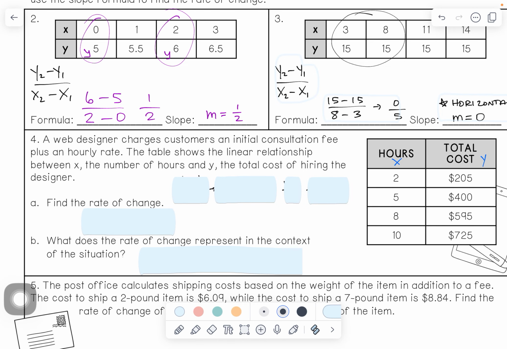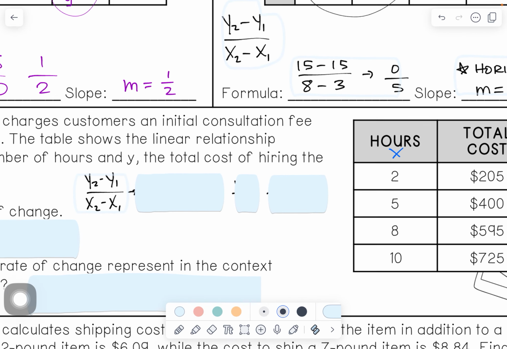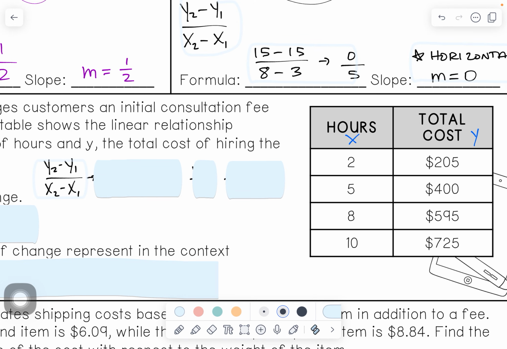All right, we're back. Hopefully you used the formula, y2 minus y1. Hopefully you chose any 2 values you wanted. Doesn't really matter. We should get the same answer in the end. Your work might not match, but the answer will be the same. So 400 minus 205. I chose the first 2. 5 minus 2 on the bottom. Perform that operation, 195 divided by 3.